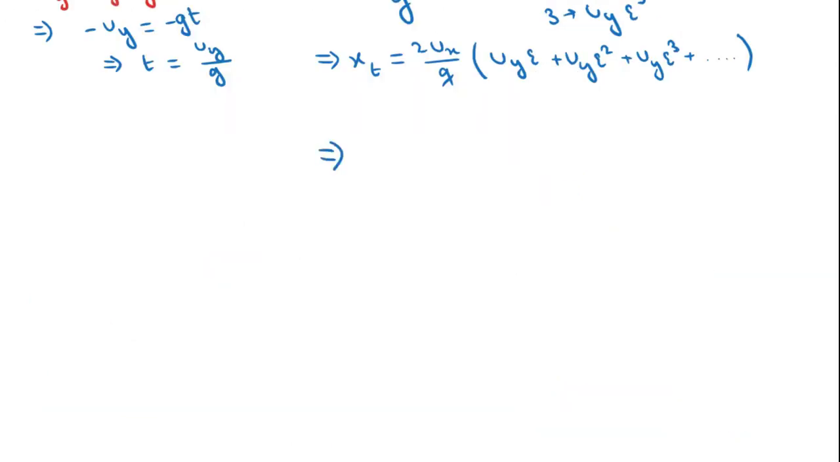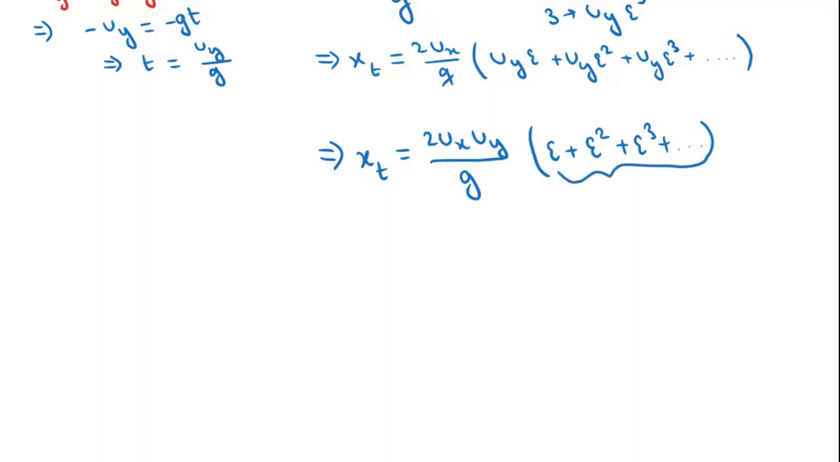Now what we can do here is x total equals 2 times ux, and we can even pull out uy, divided by g, and then we have e plus e squared plus e cubed plus so on and so forth. Now these terms make up a geometric series with the first term, that is a of the geometric series, as e. This is our first term, and the common ratio would be the ratio of two consecutive terms. I am taking the first and second term to get e.